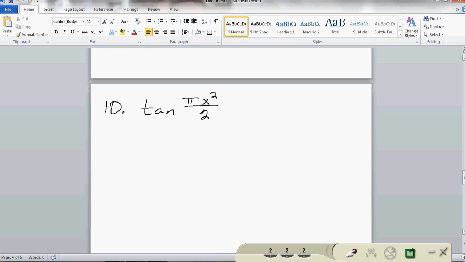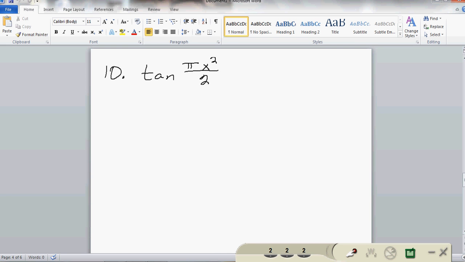Okay, so number 10, getting back to number 10, we have the tangent of pi, and I replaced u with x squared over 2, and we need to find the derivative. Well, we have the tangent is the outside function, the inside function is pi x squared over 2. I know this is a function because it's got a variable rather than just numbers. If it had just numbers, then we wouldn't really have to worry about it.